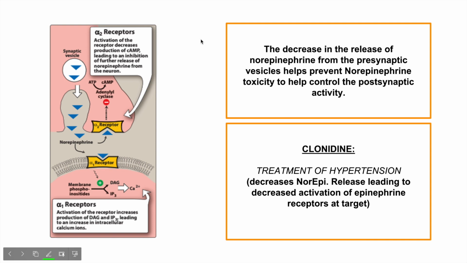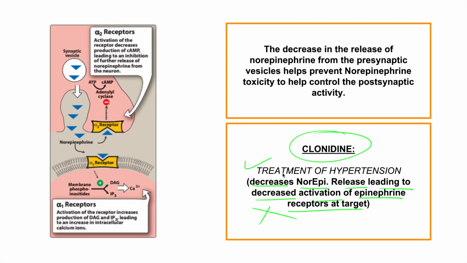This is the diagram to explain what alpha-2 does. So regardless, please do check out our video on adrenergic system. So here it is. Clonidine is used in the treatment of hypertension as it decreases norepinephrine release, leading to decreased activation of epinephrine at the target tissue. Beautiful? The decrease in the release of norepinephrine from presynaptic vesicles helps prevent norepinephrine toxicity to control the postsynaptic activity.